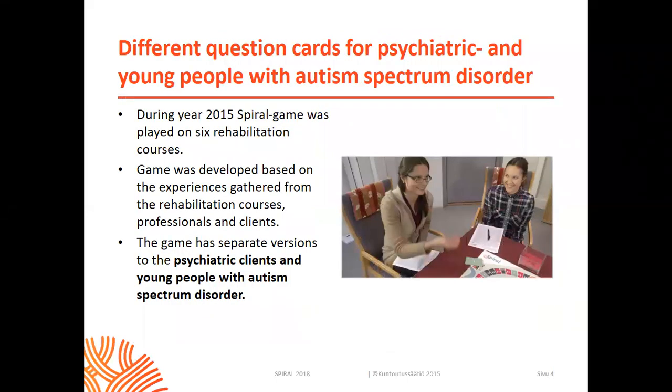We have developed different question cards for psychiatric and young people with autism spectrum disorders during year 2015. The Spiral game was played on 6 rehabilitation courses and the game was developed based on the experience gathered from the rehabilitation courses, professionals and clients.